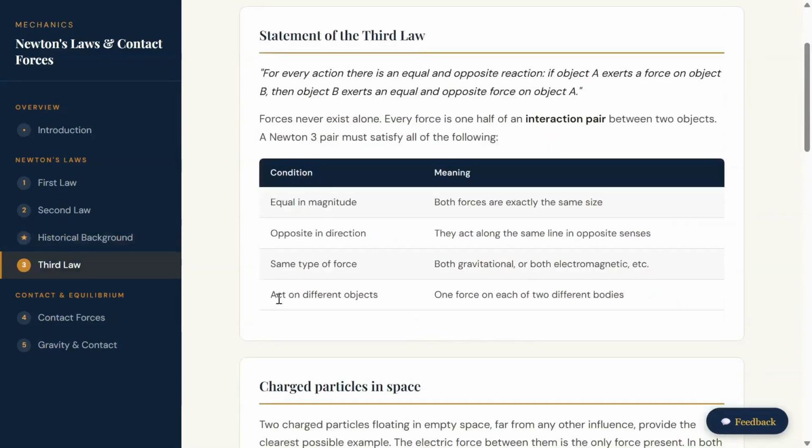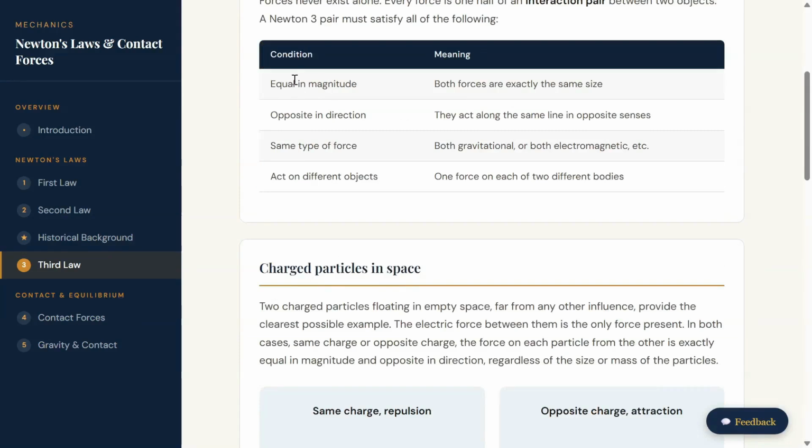And the third law is often stated a bit simply as for every action there is an equal and opposite reaction. But to be a bit clearer about what that means, I feel it would be better to say if an object A exerts a force on object B, then object B exerts an equal and opposite force on object A. Properties of that are the forces are equal in magnitude, they're opposite in direction, very importantly they're the same type of force, and they act on different objects, each object acting on the other.